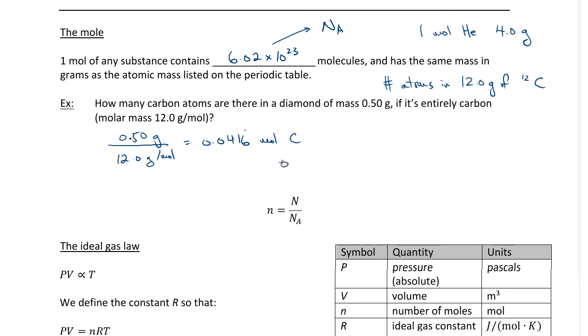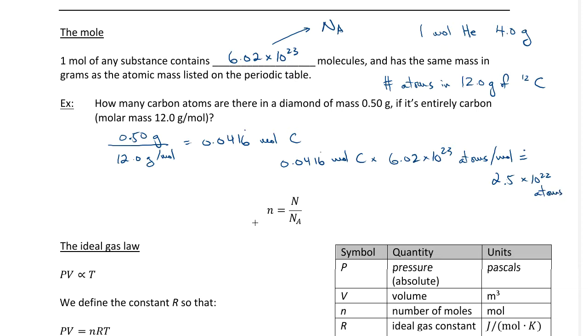And then we take that and we multiply it by the number of particles in 1 mole, 6.02 times 10 to the 23. In this case, we're talking about atoms. And we get approximately 2.5 times 10 to the 22 atoms. So that's how you would use it in calculations.